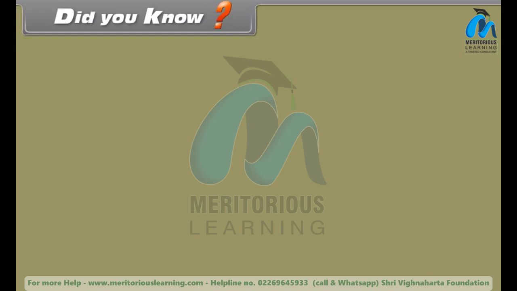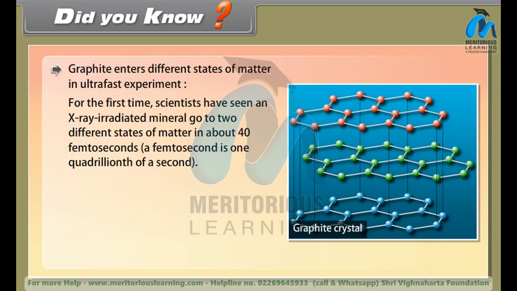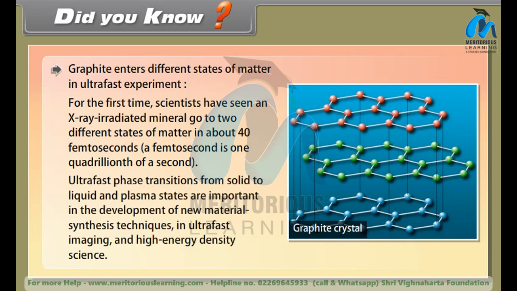Did you know? Graphite enters different states of matter in ultra-fast experiment. For the first time, scientists have seen an X-ray irradiated mineral go to two different states of matter in about 40 femtoseconds. A femtosecond is 1 quadrillionth of a second. Ultra-fast phase transitions from solid to liquid and plasma states are important in the development of new material synthesis techniques, in ultra-fast imaging and high-energy density science.